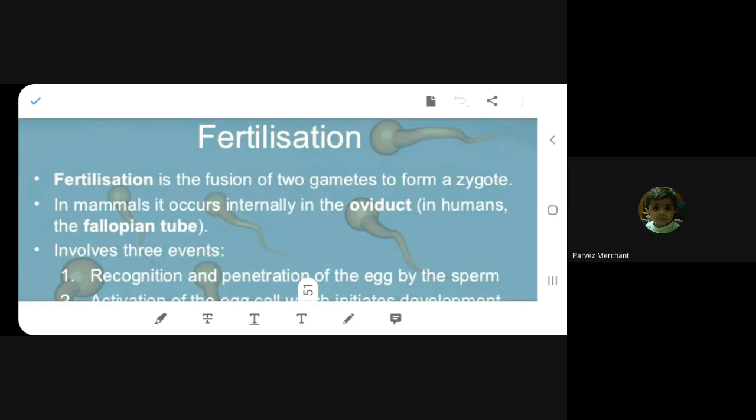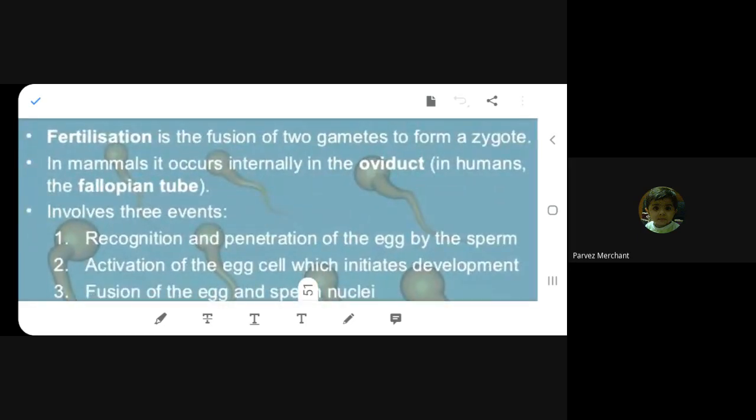Now, second point. In mammals, it occurs internally in the oviduct. In humans, the fallopian tube. Now, what is it? Can anyone make me understand? Ma'am, what is the meaning of internally? This fertilization is internal. I told you, beta, in frog it is external fertilization. You forgot?